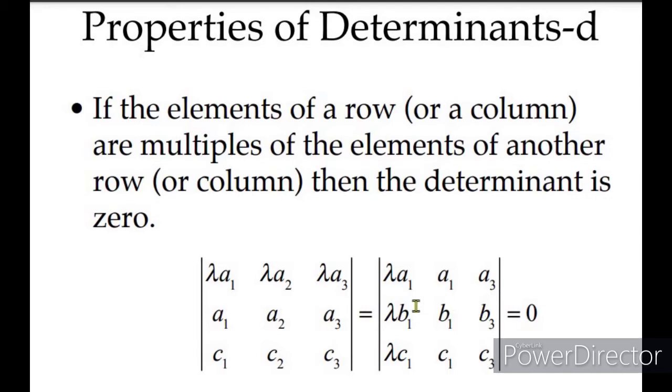Next, here the first column is multiplied again by the Greek letter lambda. And you notice that the elements in the first column, a sub 1, b sub 1, c sub 1, are multiples of the elements in the second column. And when that happens, their determinant will be equal to 0.